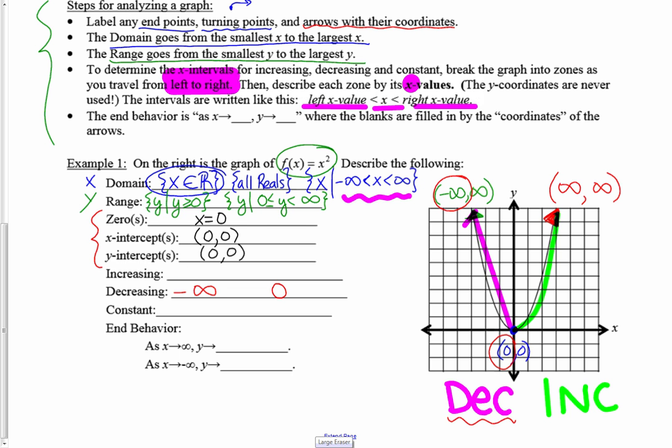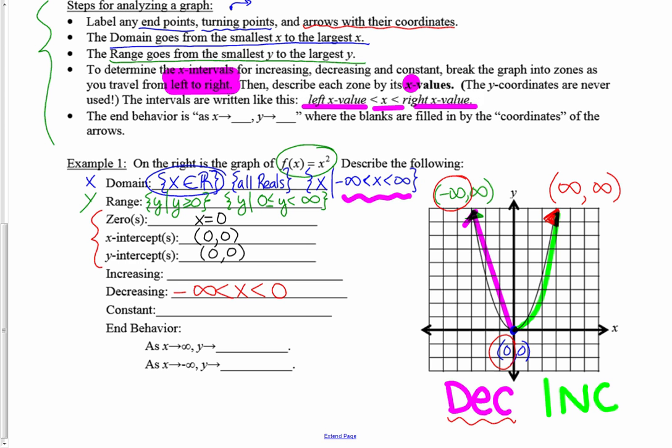In between, I need to put some inequalities. Since negative infinity is less than, I need to put a less than symbol, another x, and a less than.